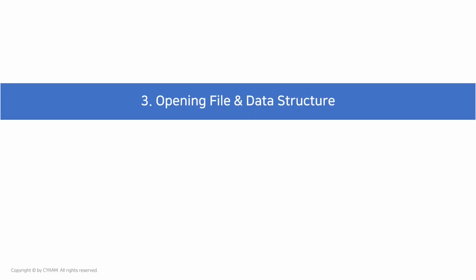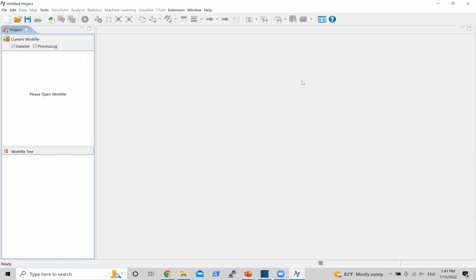In this video, we will use NetMiner to open files and look at the data structure. First, let's open the NetMiner software that we installed earlier on in the previous video. When you open NetMiner, you can see the empty screen written Untitled Project.